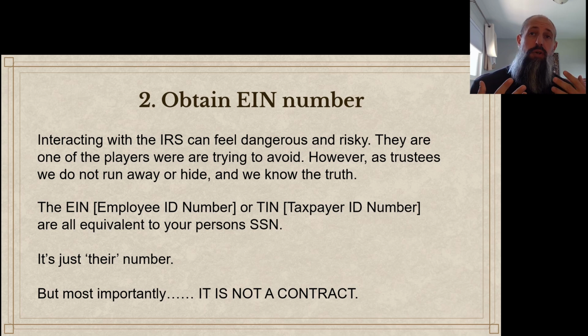But an EIN number is 9 digits. Your social security number is 9 digits. They're just numbers for their system. In fact, it shows that your person is an entity, that it's not you, because it has a number. Your social security number is for your person. Again, just their number. And using it is not a contract.